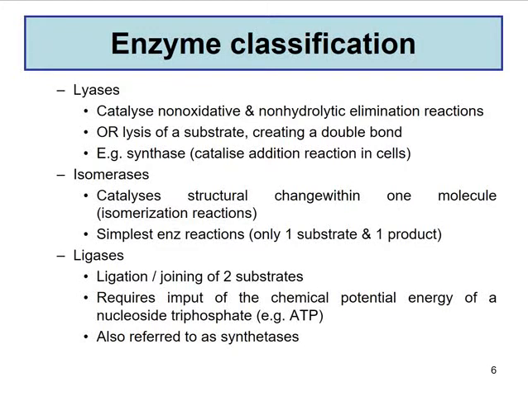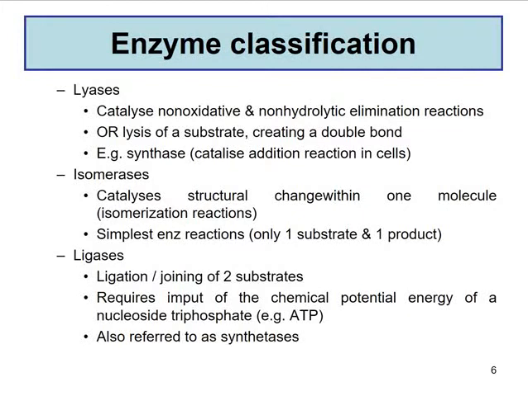Maybe L glucose to D glucose. Trans fatty acid, trans linoleic acid to cis linoleic acid. So that's what they actually do. And then what happens is the isomerases are the simplest enzyme reactions, because they only need one substrate and then they form one product.